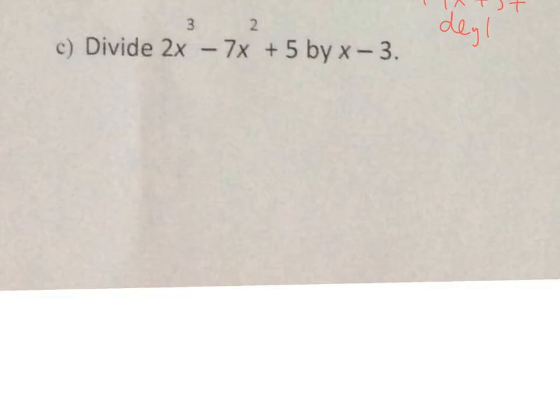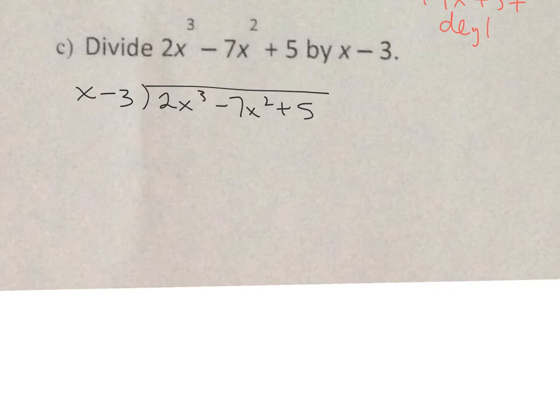Okay, so last one, and you can try this one on your own if you want, and pause me and see if you got it right. Notice that the divisor is x minus 3. The dividend is 2x cubed minus 7x squared plus 5. There's an x term missing, so you're going to have to be careful about adding like terms. Okay, so I'm just going to go through it. So we have x minus 3 divided into 2x cubed minus 7x squared plus 5.